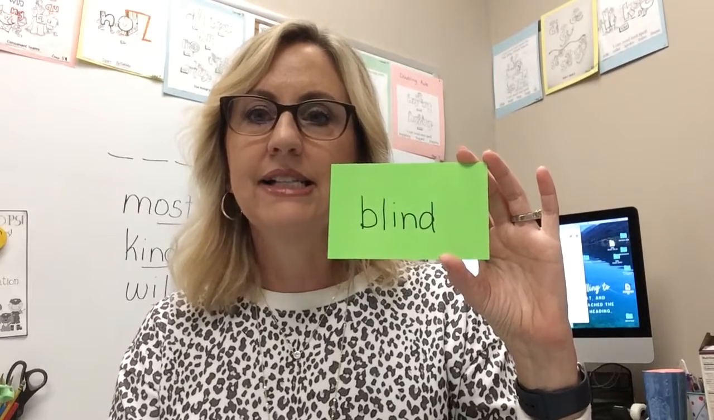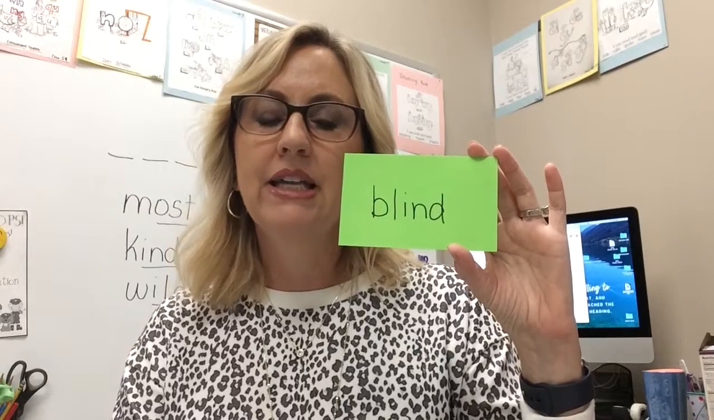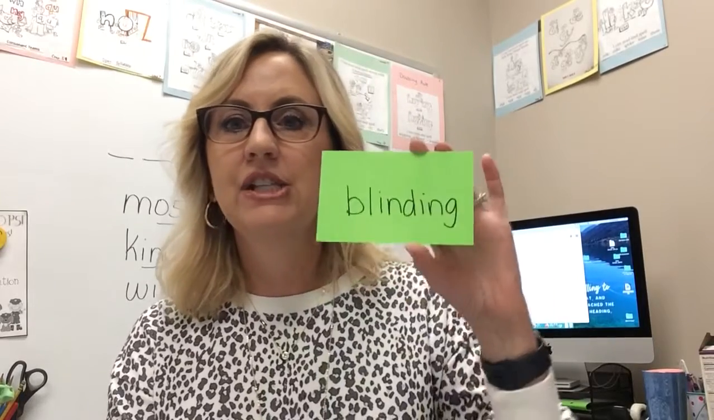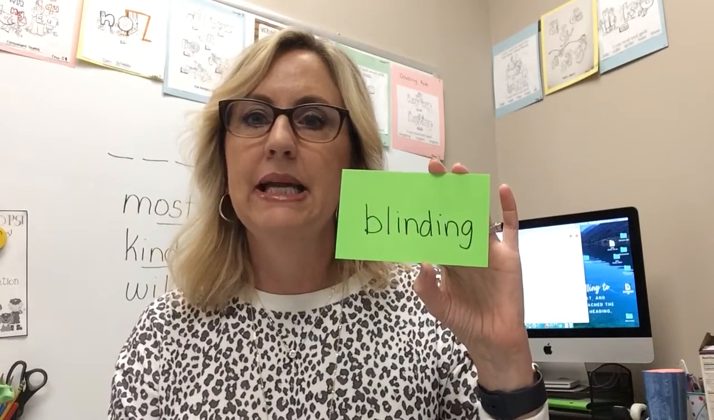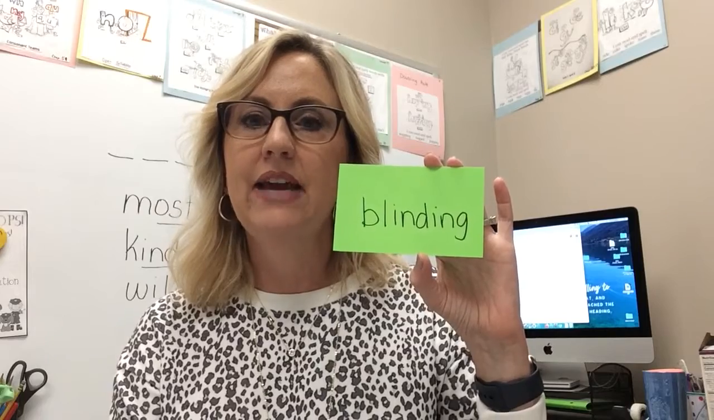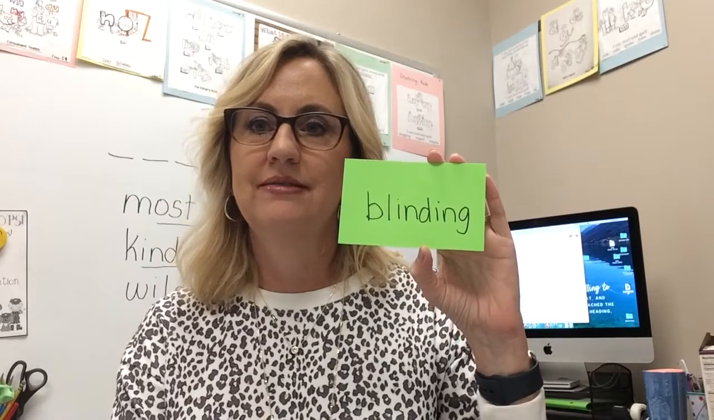Now we're going to add a suffix, so go from blind to blinding. You're just going to add the ing suffix, so you'll get blinding, B-L-I-N-D, and you're just adding ing to it. All right, very good. Okay, now we're going to read some words.